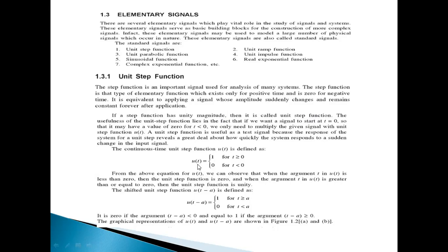The functional representation of a unit step function for continuous time: mu of t is equal to 1 for t greater than or equal to 0, and 0 for t less than 0. And the shifted unit step function, mu of t minus a, is equal to 1 for t greater than or equal to a, and 0 for t less than a.